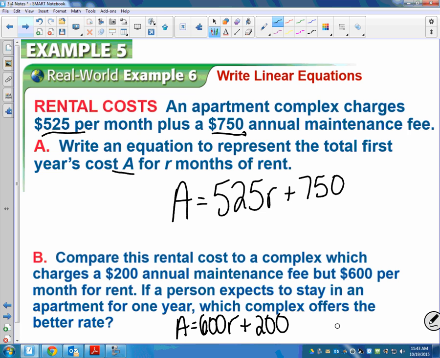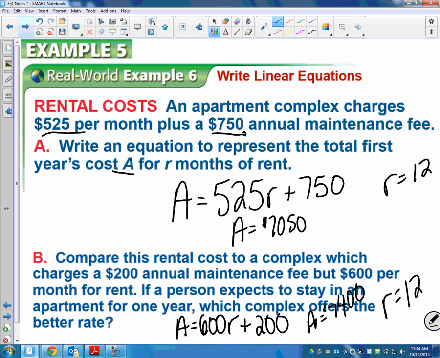I like your option though. What if we plug in 12 for R? Because that would be the first year. Anybody have a calculator? What is it? 60 then add 750 is 7,050. Yeah, so this one is $7,050 when R is 12. And this one is 7,400.